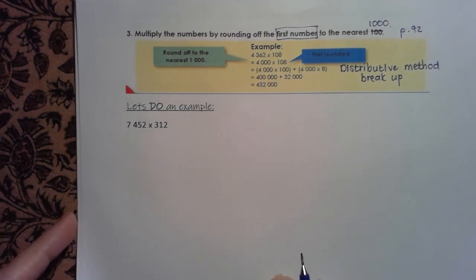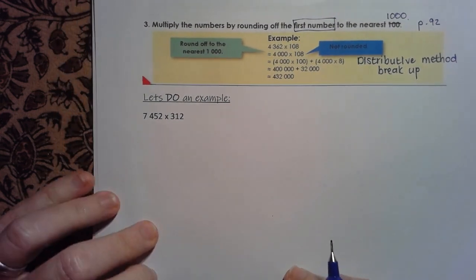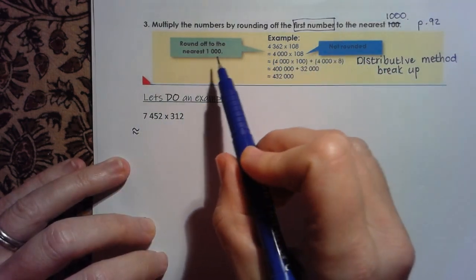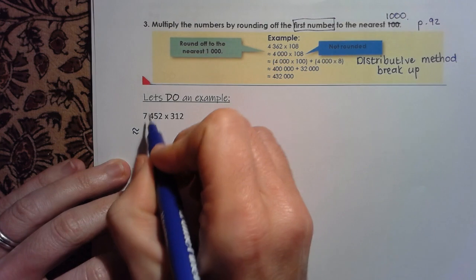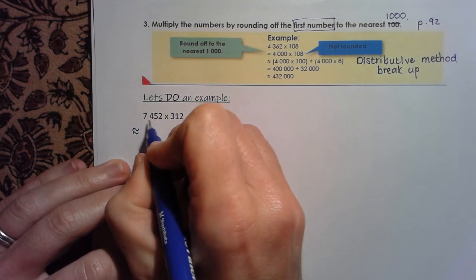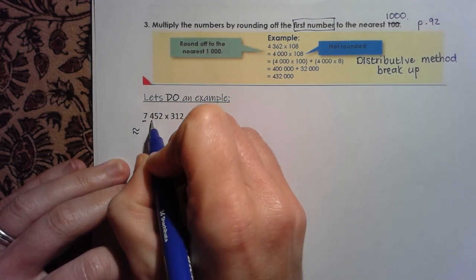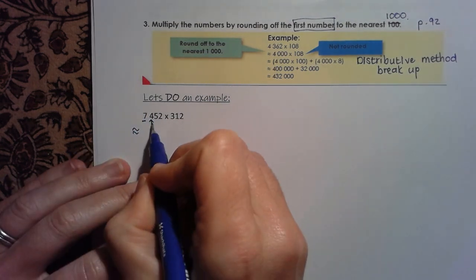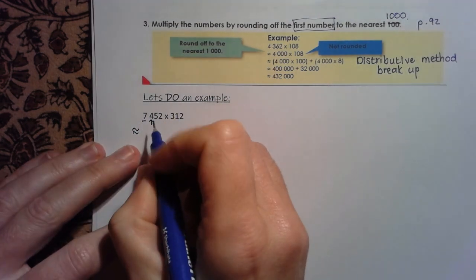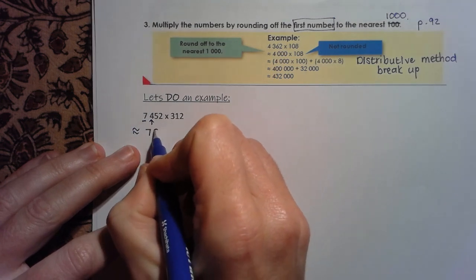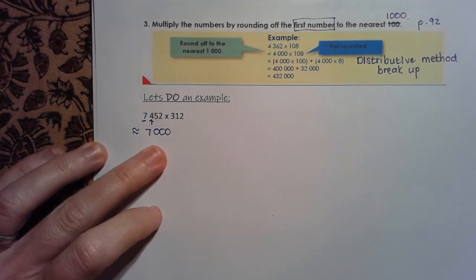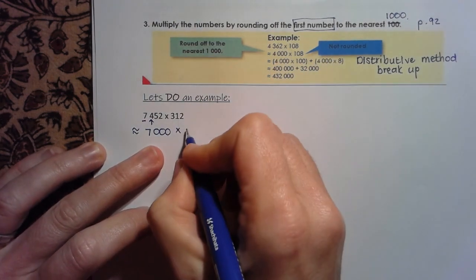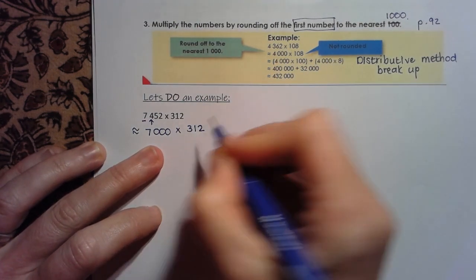Now we're going to apply that in this example. Right, so we round off. So remember, you only round off the first number, and the first number to the nearest 1,000. So what is the thousands here? It's 7,000, and the hundreds is represented by 400. This means that the 7 is going to stay the same. So 7,000 will be your answer, times, and then according to this method, the second number is going to remain the same.